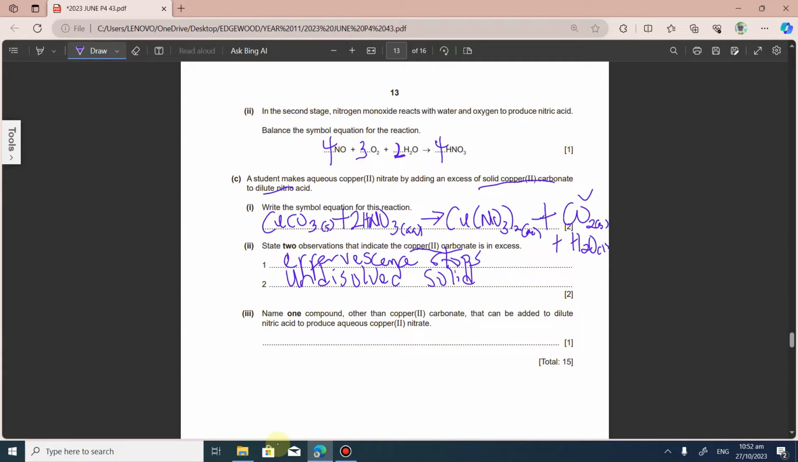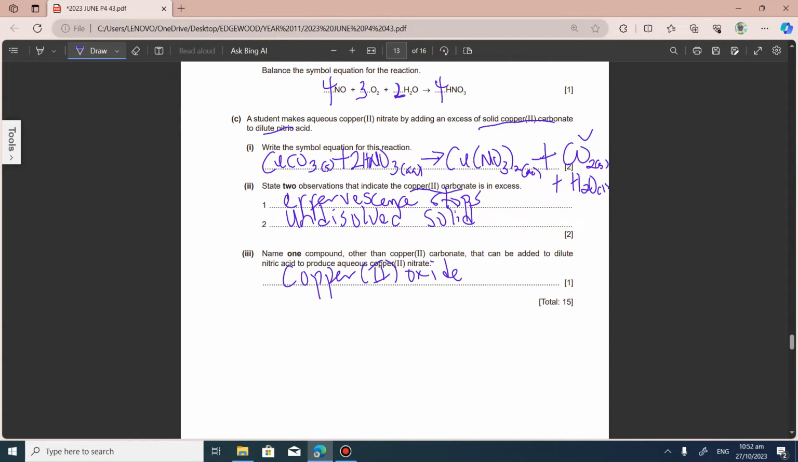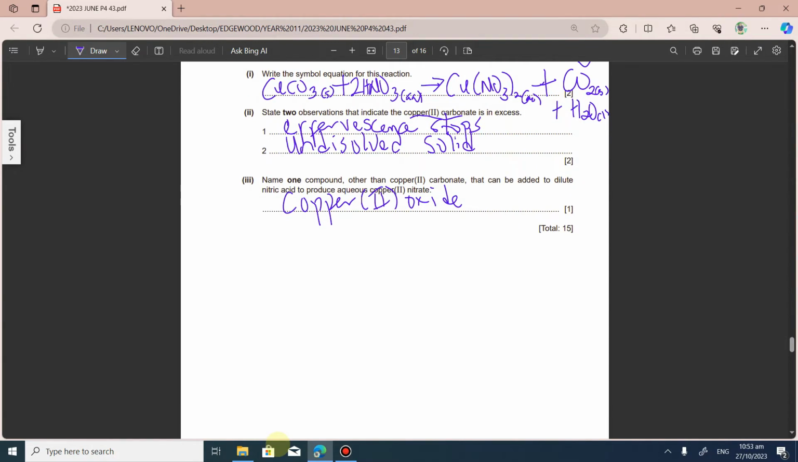2 carbonate. Now, name one compound other than copper 2 carbonate that can be used to dilute nitric acid to produce aqueous copper 2 nitrate. So it has to be a compound of copper. It can be copper 2 oxide, or it could be copper 2 hydroxide. So just a compound of copper can be used to replace copper 2 carbonate.